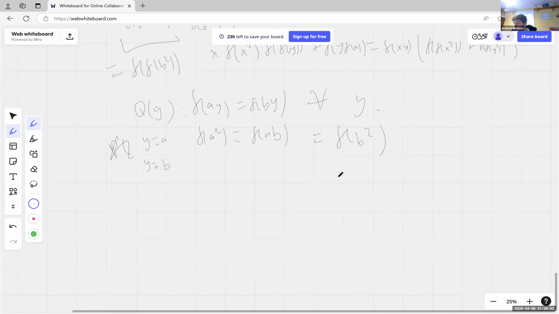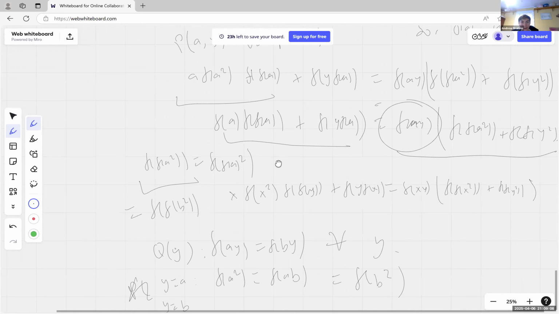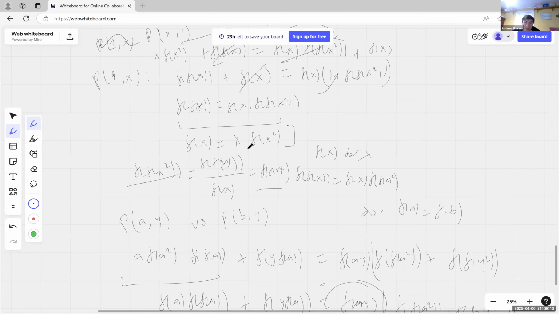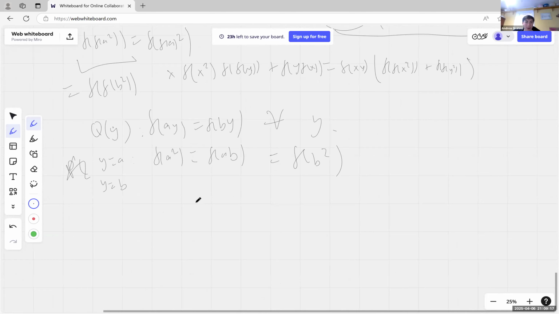And so from back over here, we know that f(x)^2 is equal to f(x) over x. So then we know that f(a) over a is equal to f(b) over b. And so this gives us a contradiction. We have to have that a equals b.